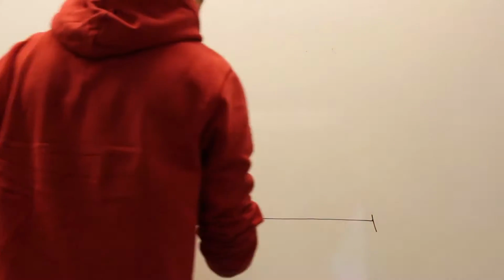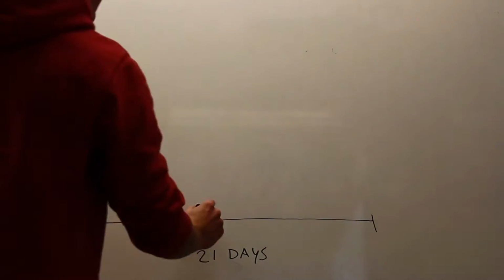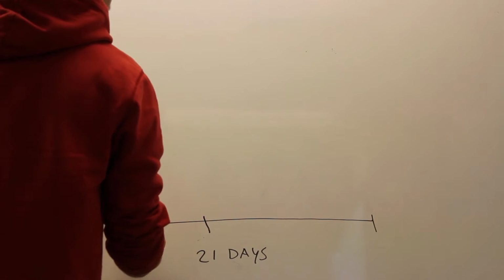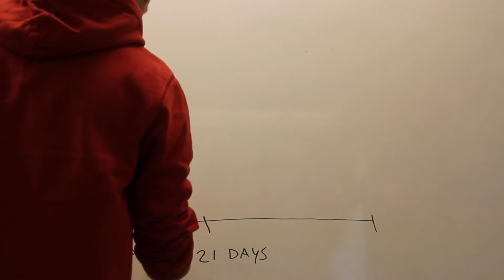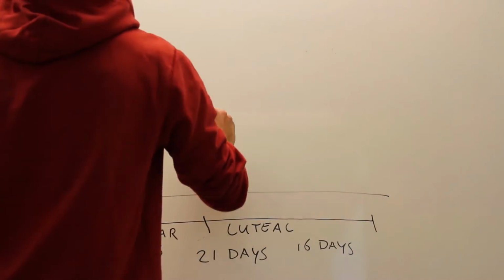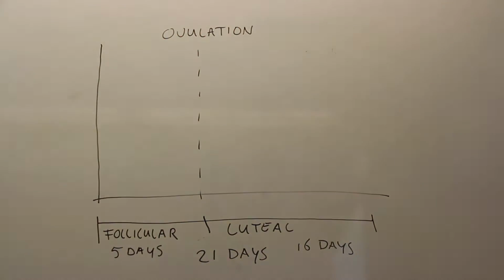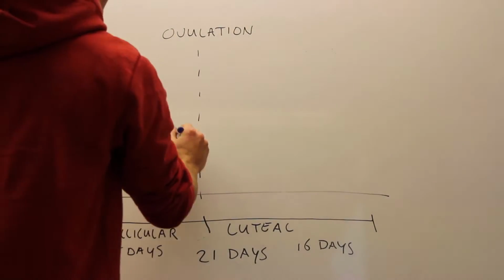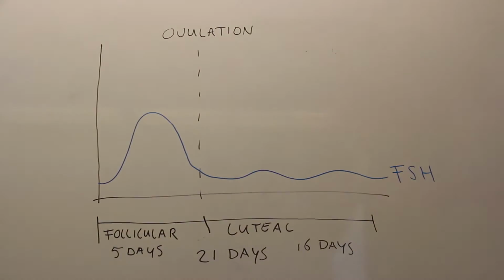The estrous cycle of the cow lasts for 21 days. The follicular phase is 5 days long, and the luteal phase is 16 days long. In simplified form, the hormones fluctuate as follows. During the follicular phase, FSH peaks, stimulating the follicular growth. It then decreases and remains low during the luteal phase.